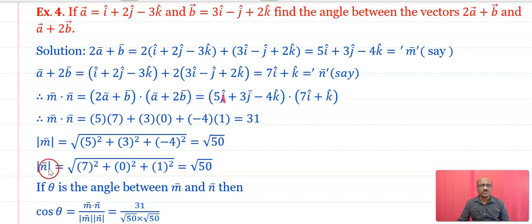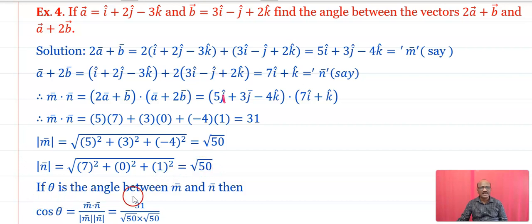Next is their magnitude. Mod of m bar, that is 5 square plus 3 square plus minus 4 square. 5 square is 25 plus 9 plus 16, and you will get root of 50. Mod of n bar equals root of 7 square plus 0 square plus 1 square. And then again here you will get root of 50.